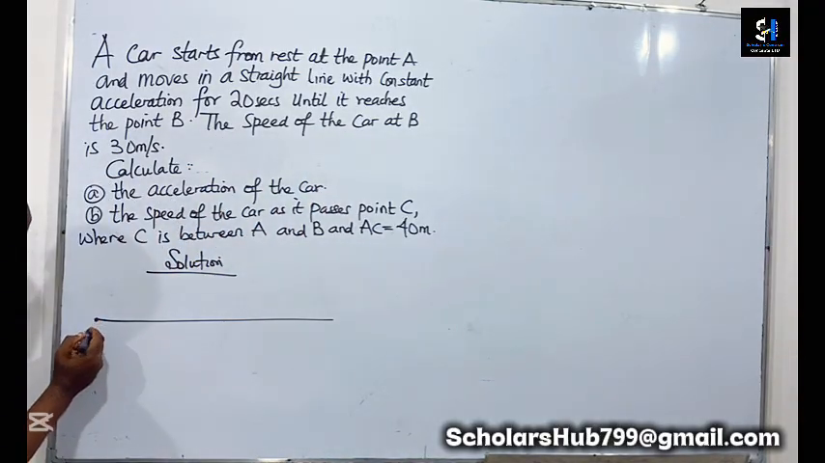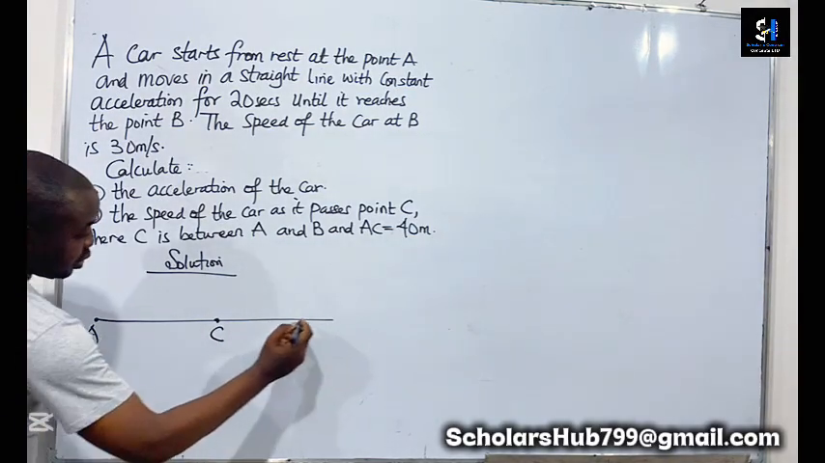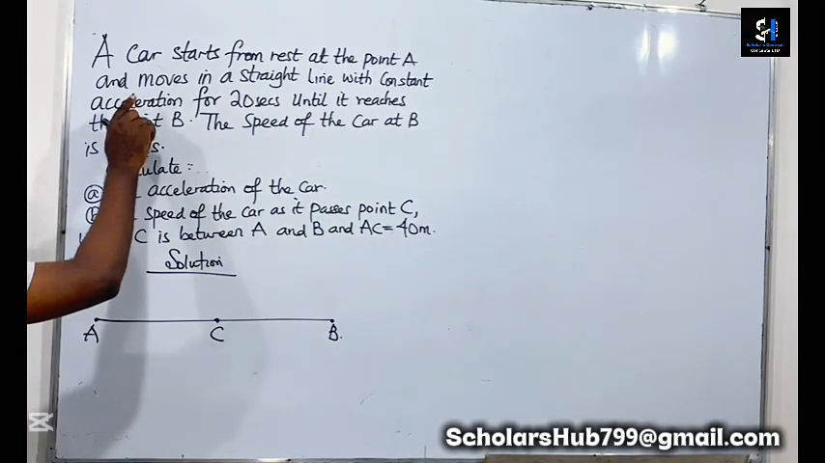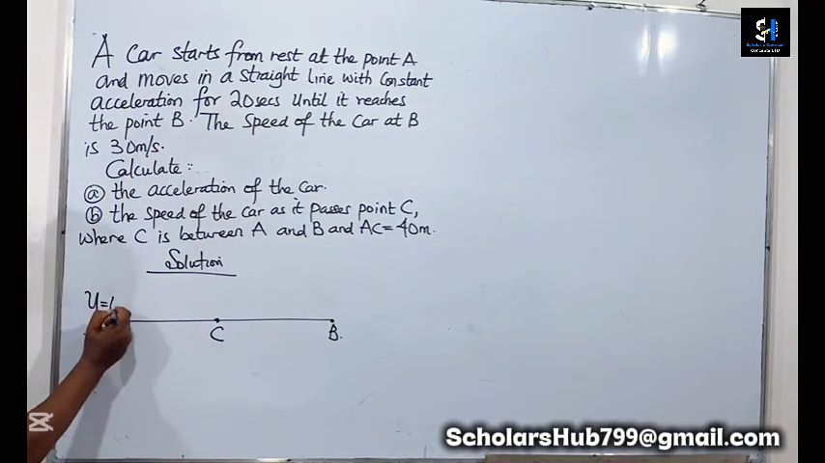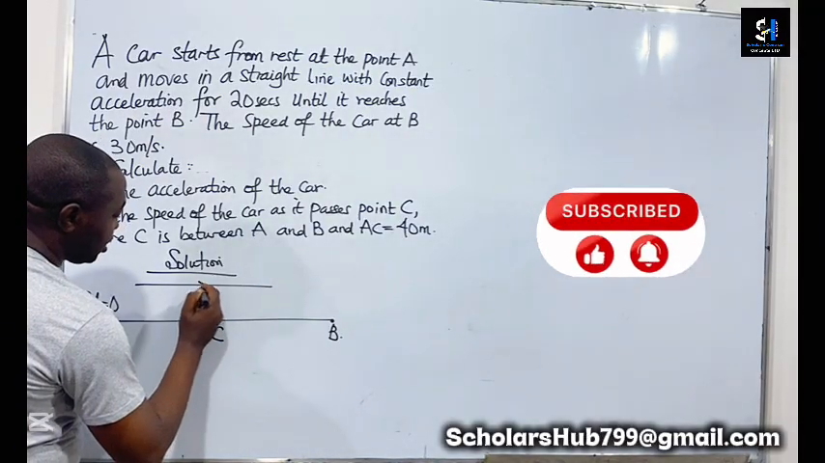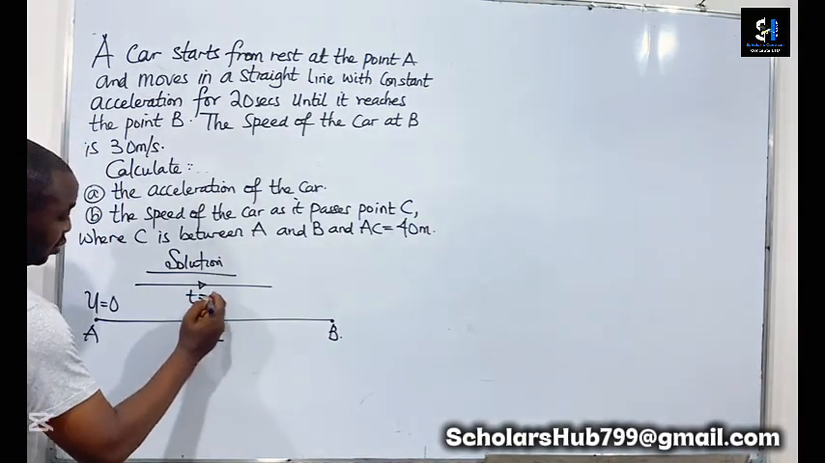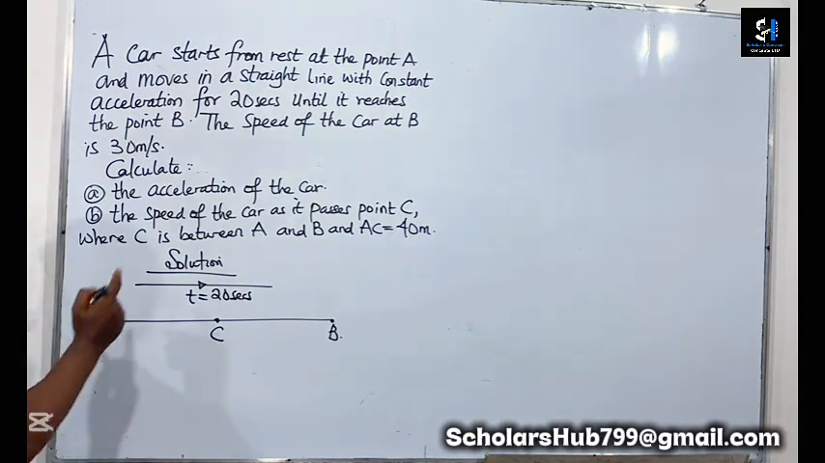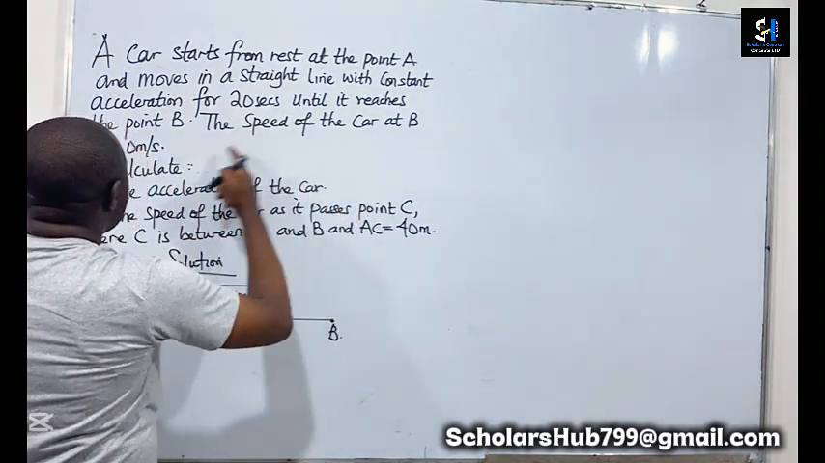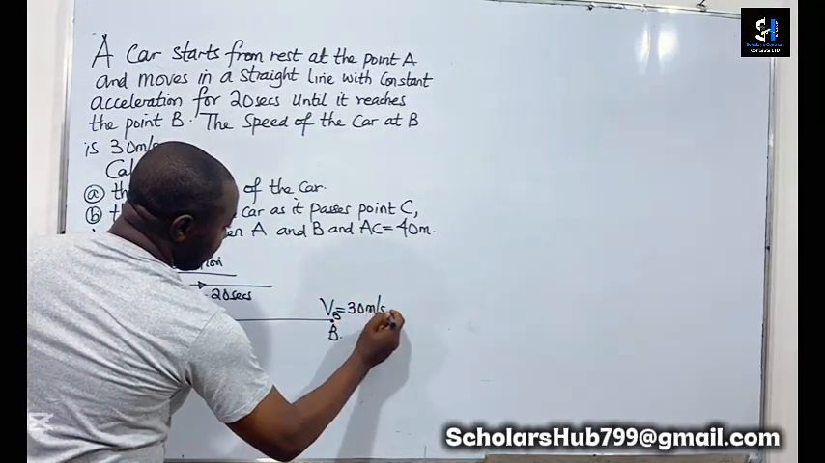So let's say this is the initial point, the starting point, that's A, and C is between A and B. Now the car starts from rest, which means the initial velocity of the car will be 0 at the point A, and moves in a straight line with constant acceleration for 20 seconds. So the time for which the car travels from A to B, which is T, is equal to 20 seconds until it reaches point B. The speed of the car at B is 30 meters per second. So that means the velocity at B is 30 meters per second.